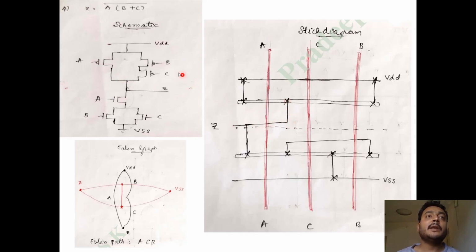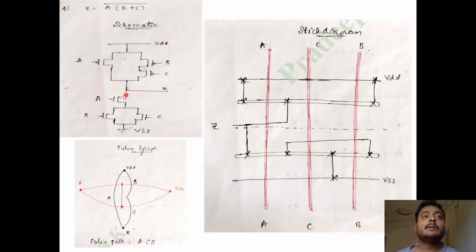Okay, now check for any intermediate connections. So the only intermediate connection is for B and C. So this BC is there, and BC is already joined together at these two terminals, so there is no need for any external connection from your side. So go for the pull down network.